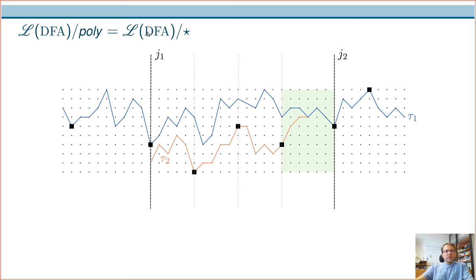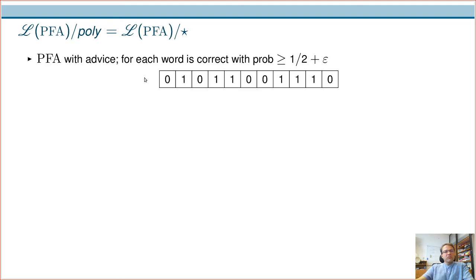So again, if we started with an arbitrarily long advice, using this idea, we can have a deterministic machine that uses only advice of polynomial size and recognizes the same language. Now, how does this carry over to probabilistic finite automata? Start with a probabilistic automaton with some advice string, and it has the property that for each word, if you run this randomized automaton on this advice string, you have probability 1/2 plus epsilon that it's correct. That means if it's in the language, it's accepted. If it's not in the language, it's rejected.